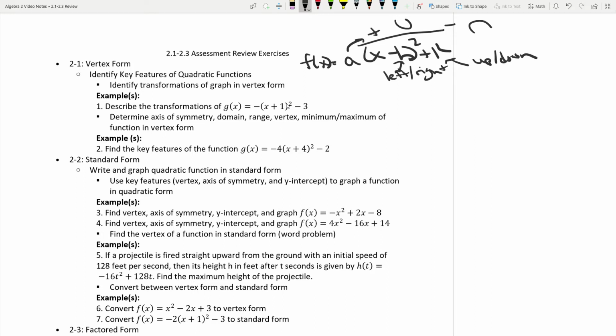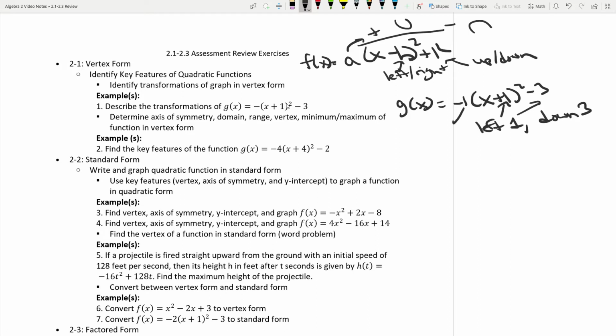If there's a minus on the inside, it's going right. If there's a plus on the inside, it's going left. If there's a positive on the outside, it's going up. If there's a negative on the outside, it's going down. So let's rewrite g of x equals negative 1 times (x plus 1) squared minus 3. Since it's plus 1, that means it's going to the left 1. It's opposite on the inside, right? So plus on the inside means left, and minus on the outside means going down.